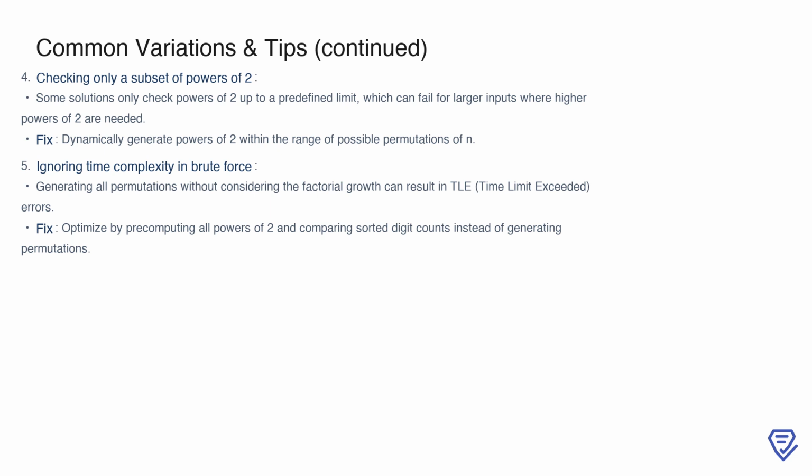Additionally, ignoring time complexity is a major pitfall when using brute force approaches. Generating all permutations has factorial growth, which can quickly lead to a time limit exceeded error, especially for larger inputs. A more efficient approach is to pre-compute all possible powers of 2 and compare their sorted digit counts to the input, rather than generating and testing every permutation. This not only reduces computational overhead but also ensures scalability for larger test cases.